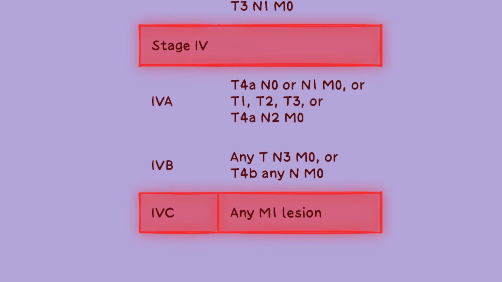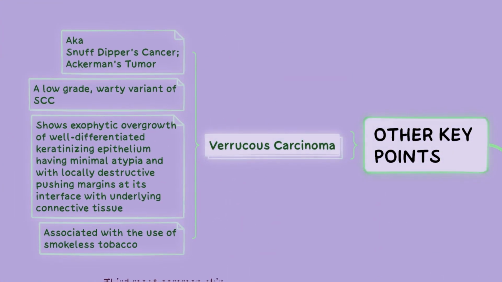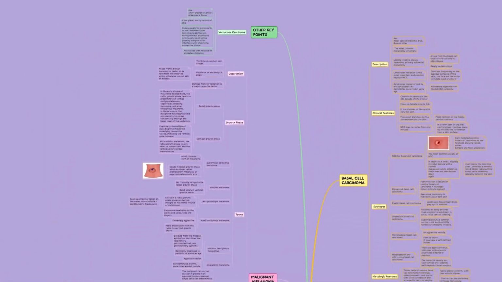Another important malignancy to remember is verrucous carcinoma, about which you can take a look at this section of our mind map. With this, we have come to the end of this video discussion. Hopefully, we have helped you revise this topic quickly.